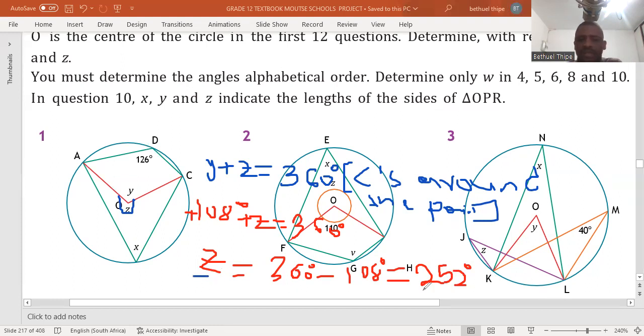The value of z, you gave me 252 degrees. Please compare this value of z with the answer that you obtained. If you obtained 252 degrees, then it means the value of z is indeed 252 degrees. So both you and I, we did the right thing.